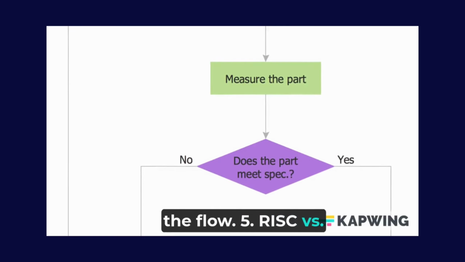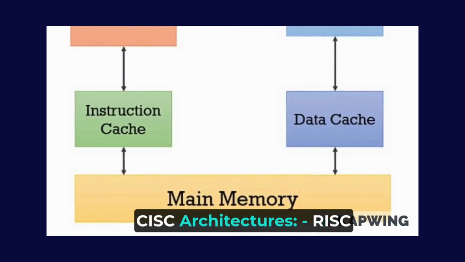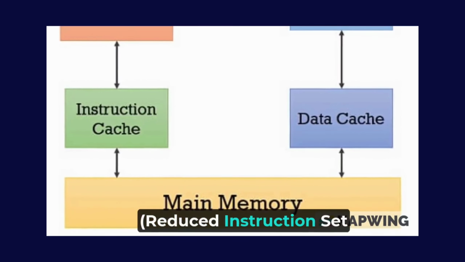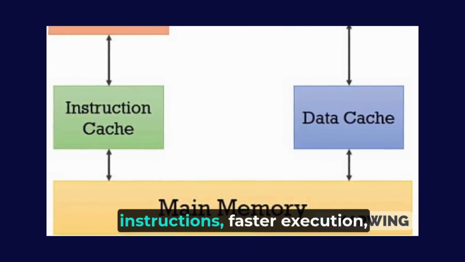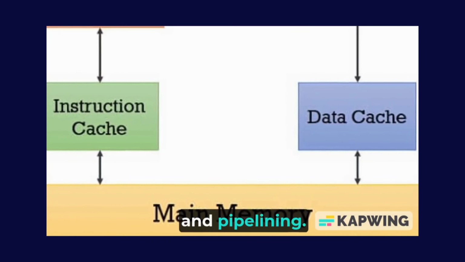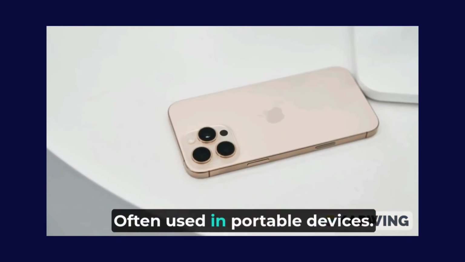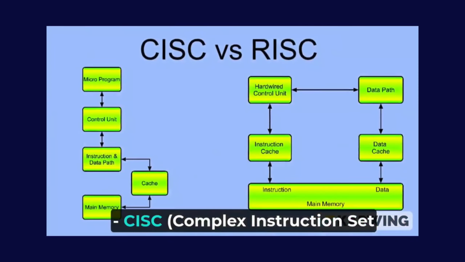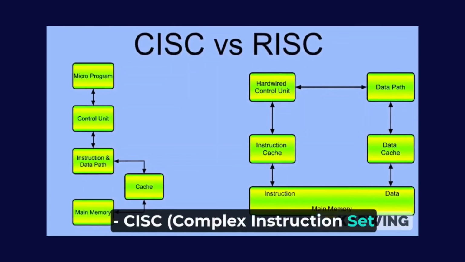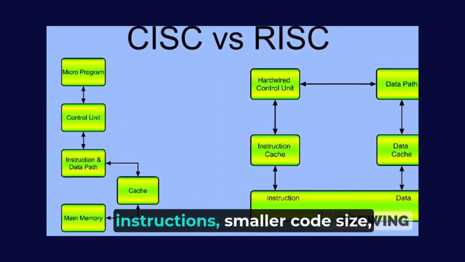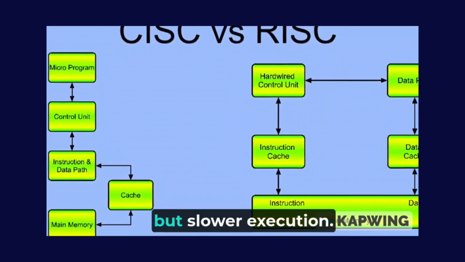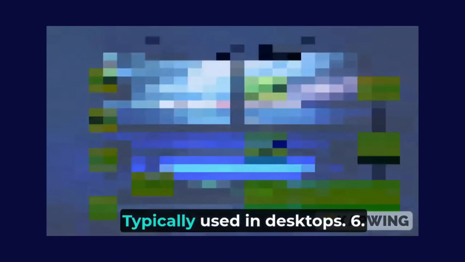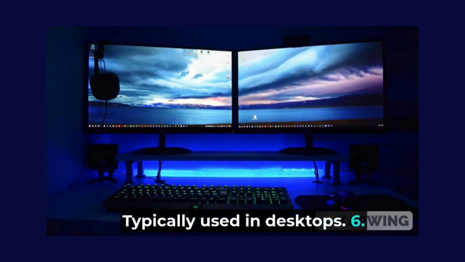5. RISC versus CISC architectures. RISC, reduced instruction set computing: simple instructions, faster execution, and pipelining. Often used in portable devices. CISC, complex instruction set computing: more complex instructions, smaller code size, but slower execution. Typically used in desktops.